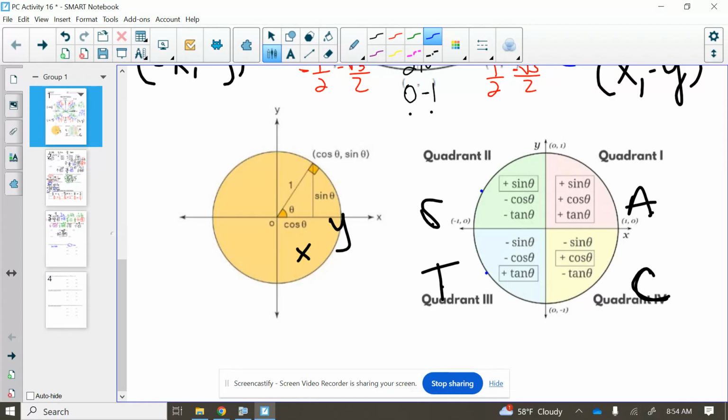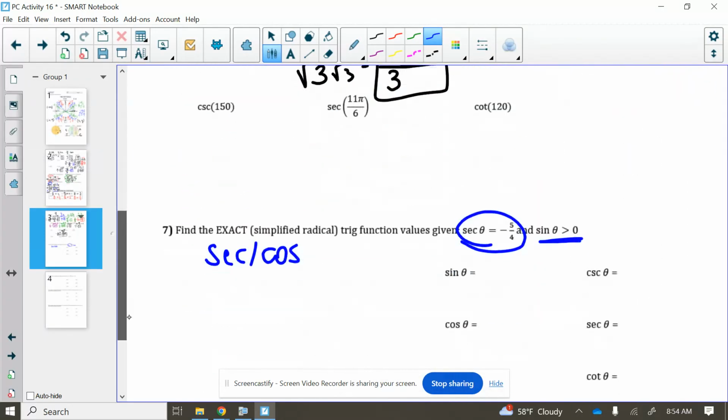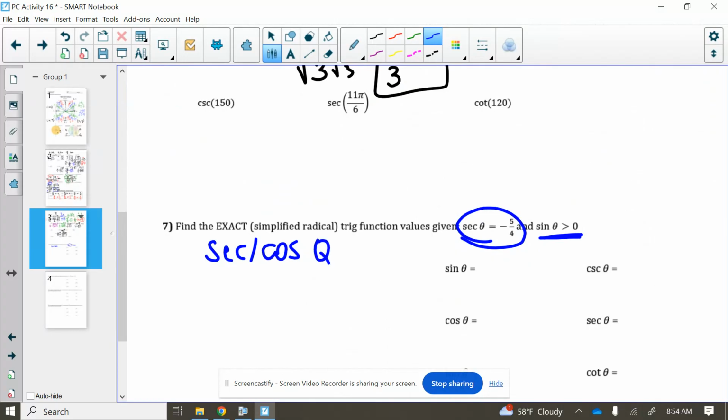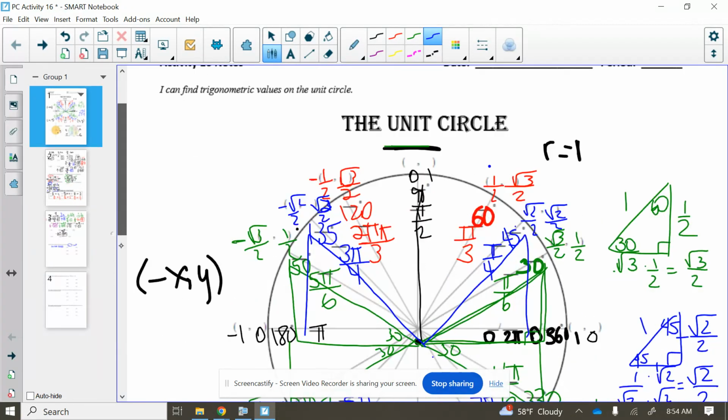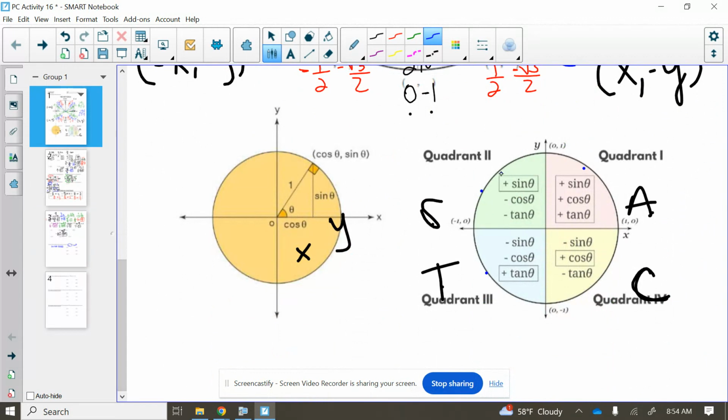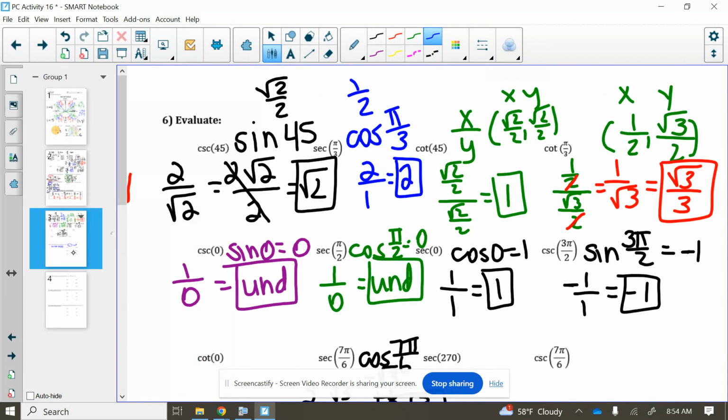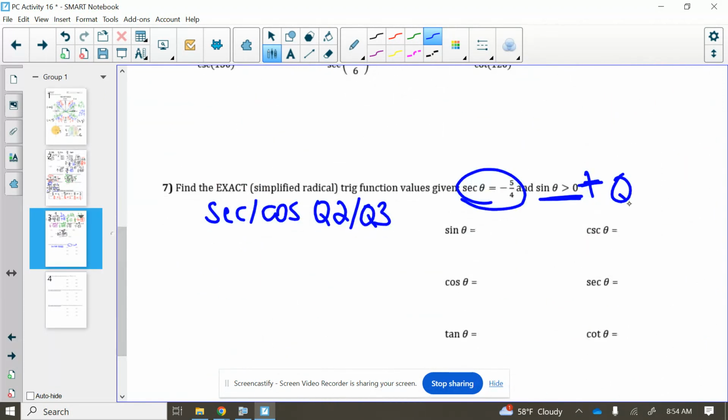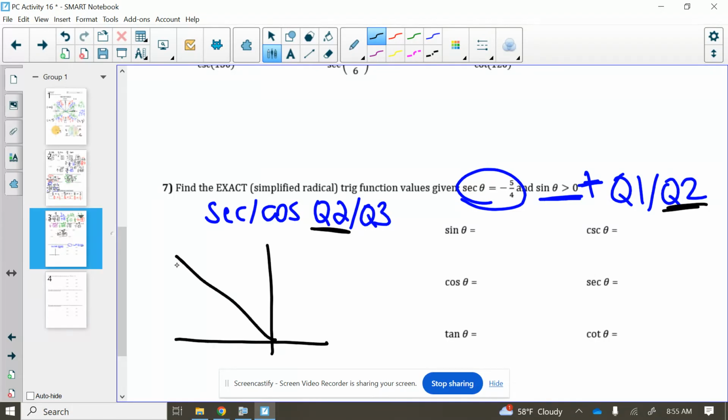And then the other piece of information that we were given is that the sine value is greater than 0, aka the sine value is positive, which is going to happen in quadrants 1 or 2 where we have that positive sine value. So the overlap between both of these things is happening in quadrant 2. So what we want to do is start by drawing ourselves a triangle in quadrant 2.